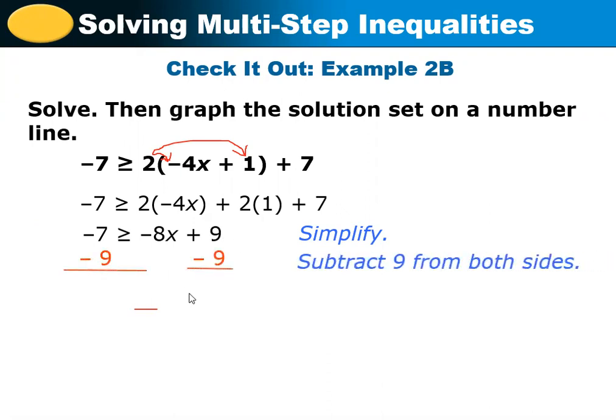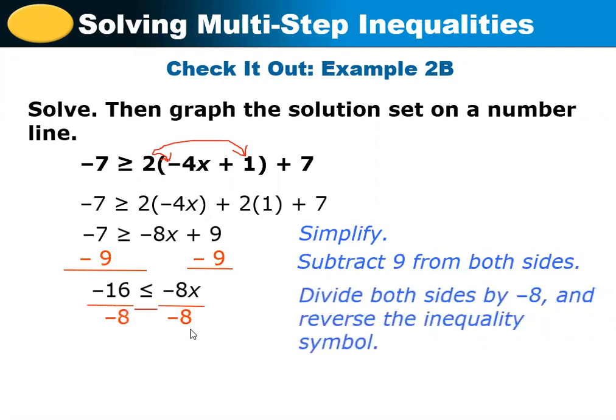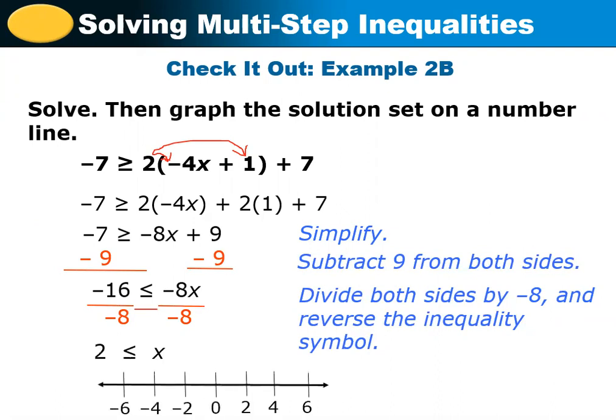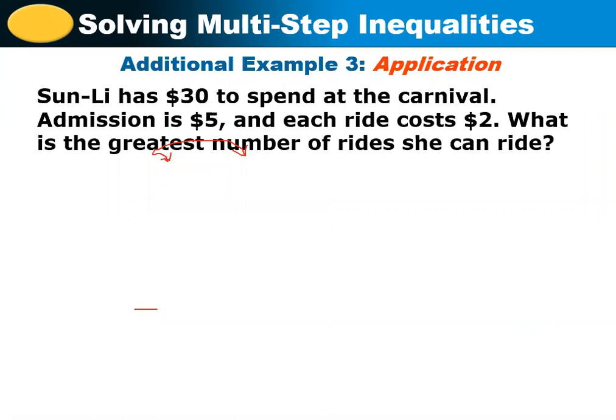Add the additive inverse, which is negative 9. So we have negative 8x and we have negative 16. We have a negative sign. Once we divide by the negative sign, we will flip the sign of the inequality, which means we have x is more than or equal to 2. Then it will be a shaded circle on 2, and then we will move to the right side.